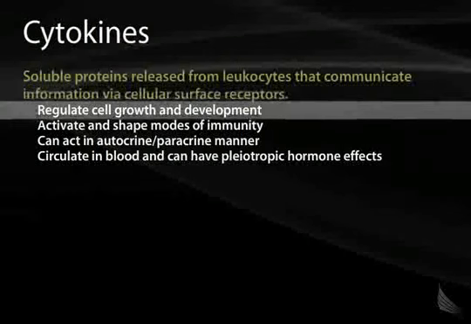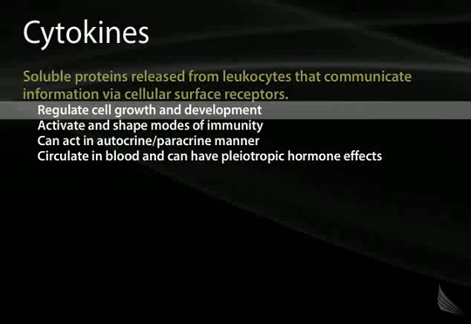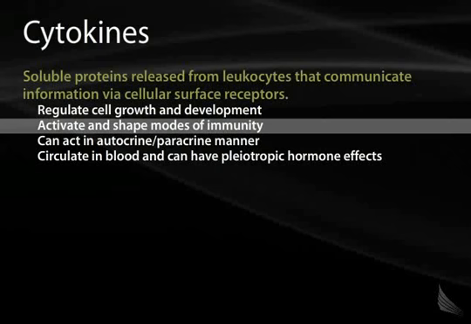So what can these cytokines do? Well, they regulate cell growth and development. Cytokines such as IL-2, which can cause proliferation in T cells and B cells. They can activate and shape modes of immunity. They can help the immune system decide what type of immune response it wants to be, antiviral, antibacterial, antiparasitic. This is all involved in cytokines.